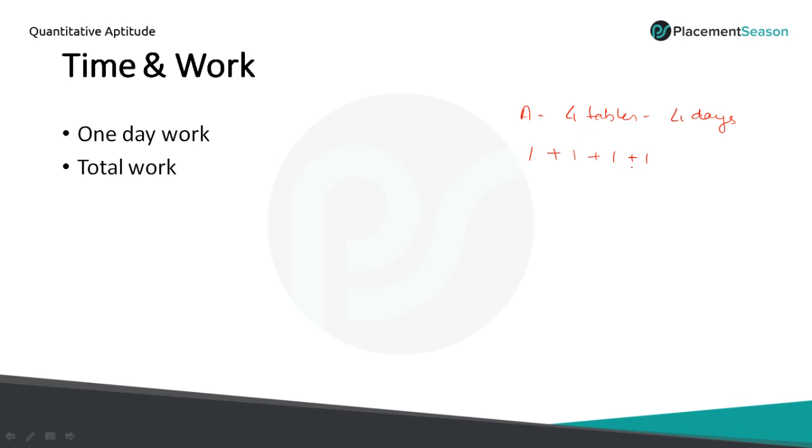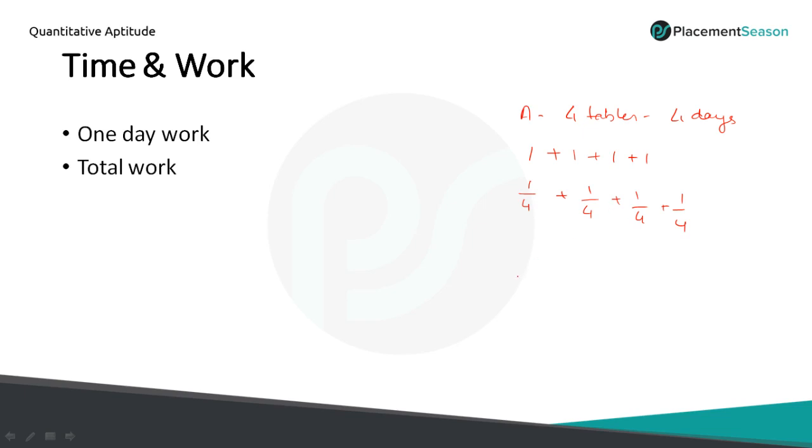So now write this in terms of fraction. It means first day he will complete 1/4 of the entire work. So he wants to complete 4 tables, he completes only one table. It means 1/4 of the entire work. Second day he completes another 1/4 work. Third day he completes another 1/4, and fourth day he will complete another 1/4. That is 1/4 part of the work he will complete every day.